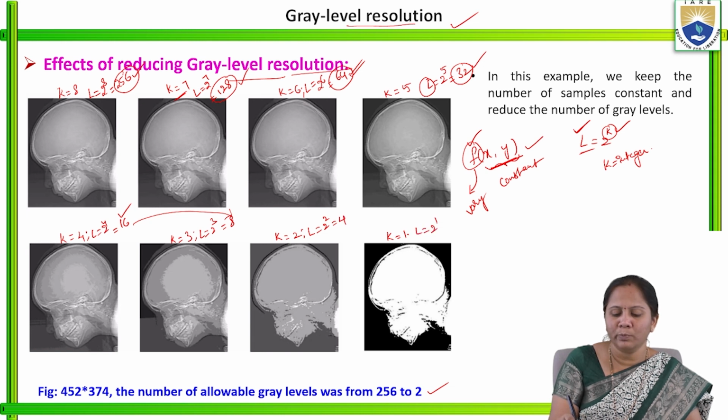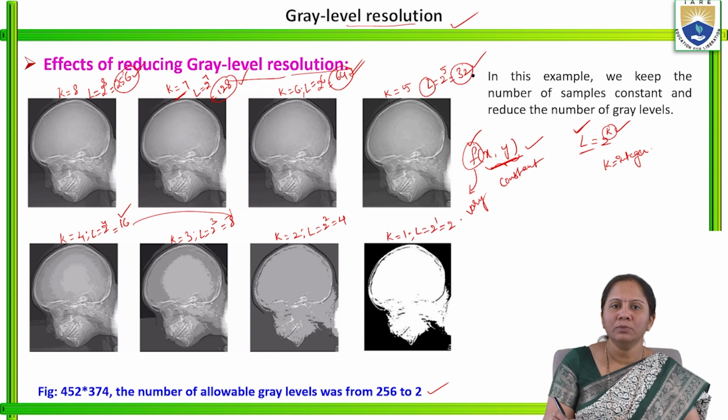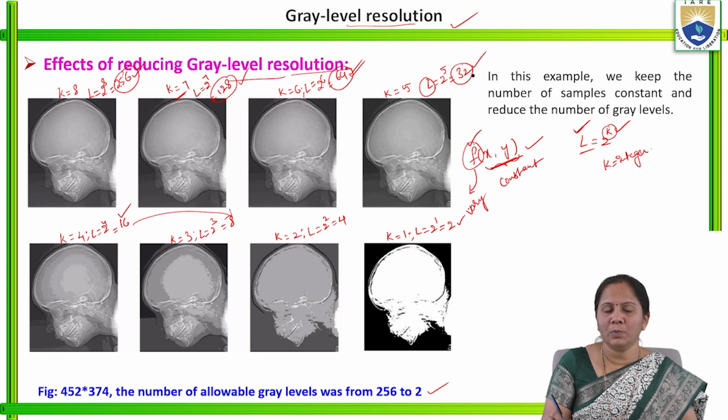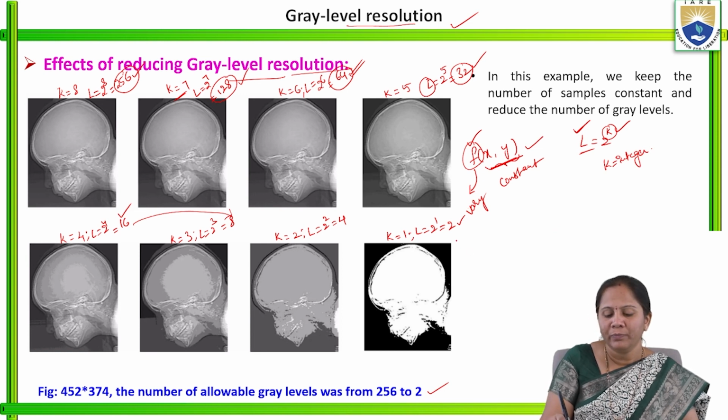L is equal to 2 power k, 2 power 1, the value is equal to 2. So here, L is equal to 2 means only 2 gray levels are possible, which are 0 and 1, where 0 represents black and 1 represents white.